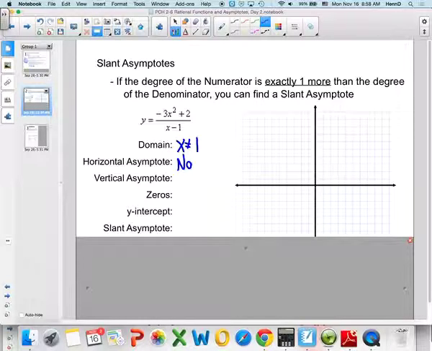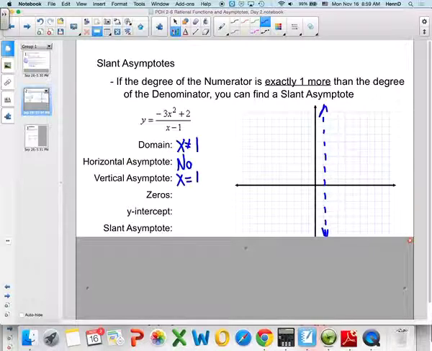Will our numerator factor? No. So I'm not going to be able to factor out an x minus 1. It's not going to cancel, which means this does give me a vertical asymptote at x equals 1. So I'm going to sketch that here. There's my vertical asymptote at x equals 1. If you were looking closely, I didn't even put a hole on there because we don't have any holes.